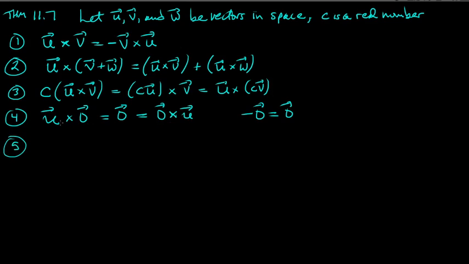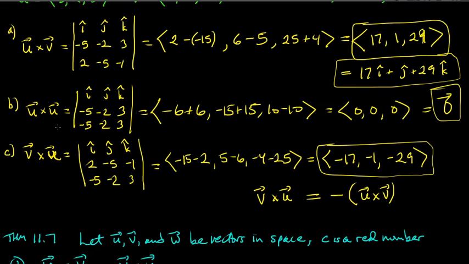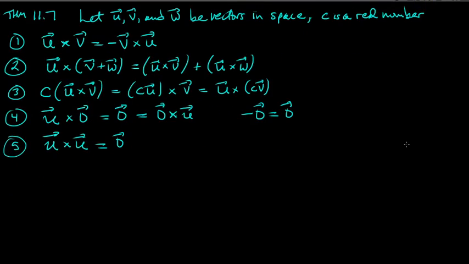Okay, and then the fifth property, there's another way to get the 0 vector. If you just take a vector cross itself, you still get the 0 vector, even if u is not 0. So we saw that up here, that u cross u is the 0 vector.